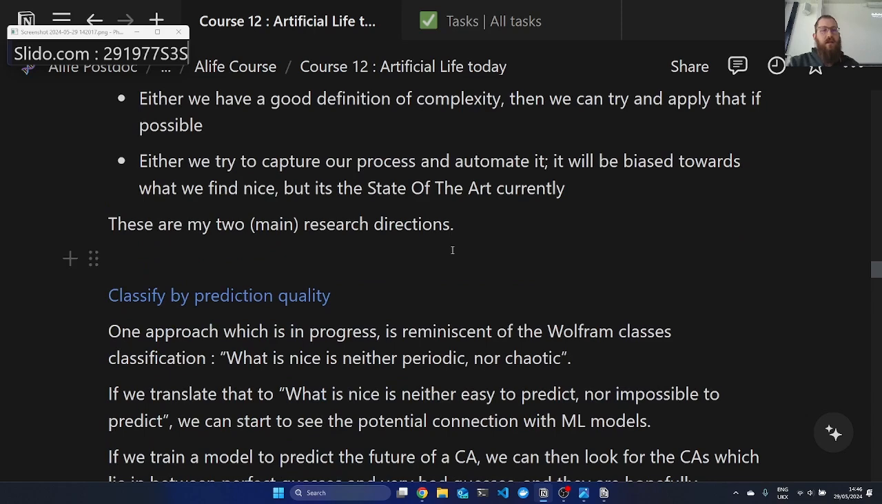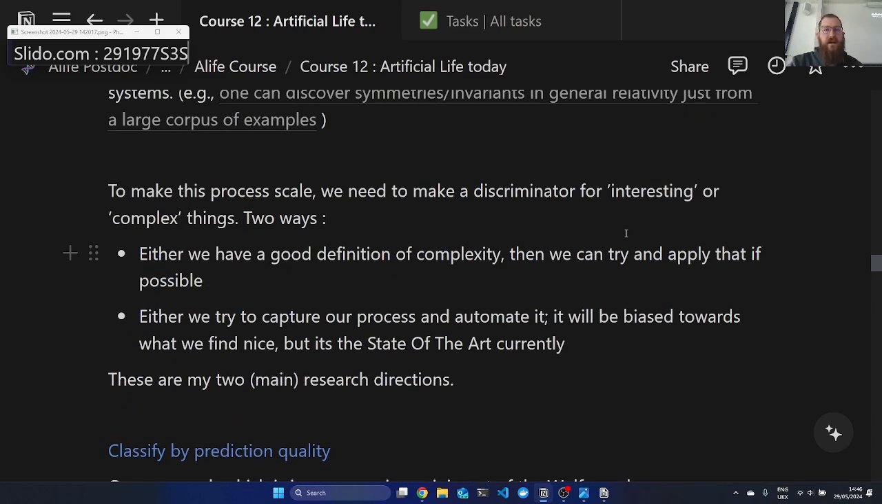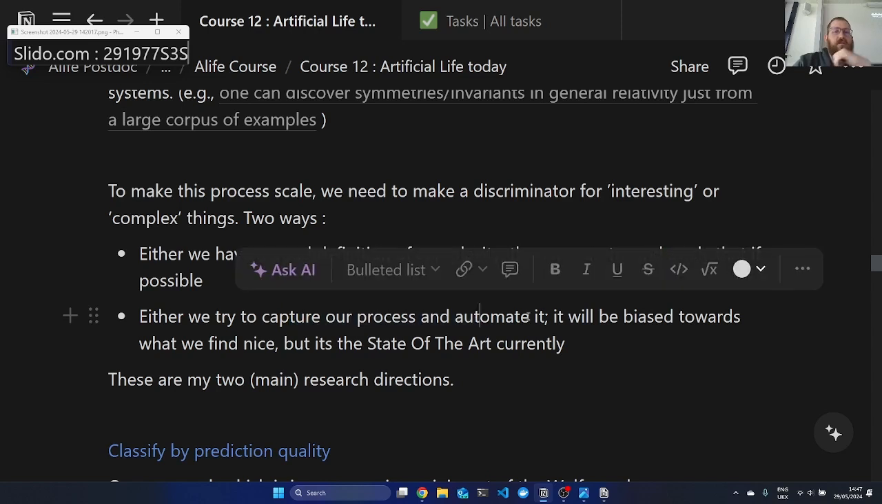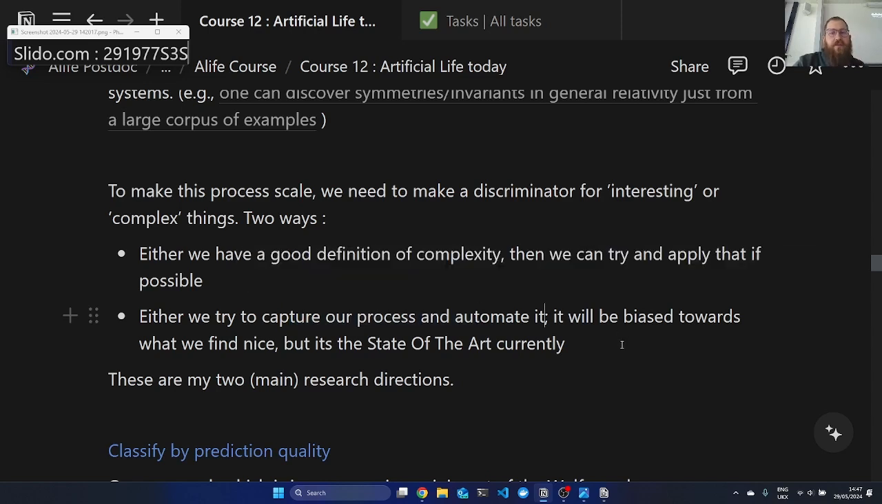And so the idea is that you have two ways of making a discriminator for interesting or complex things. One way is either you have a good theoretical definition of complexity, or a kind of simple definition, which you can actually implement in a criterion. Then you can apply that if it's simple enough. Or the other approach is to try and capture our process when we decide if a video is interesting or not. Okay, try to emulate this process.